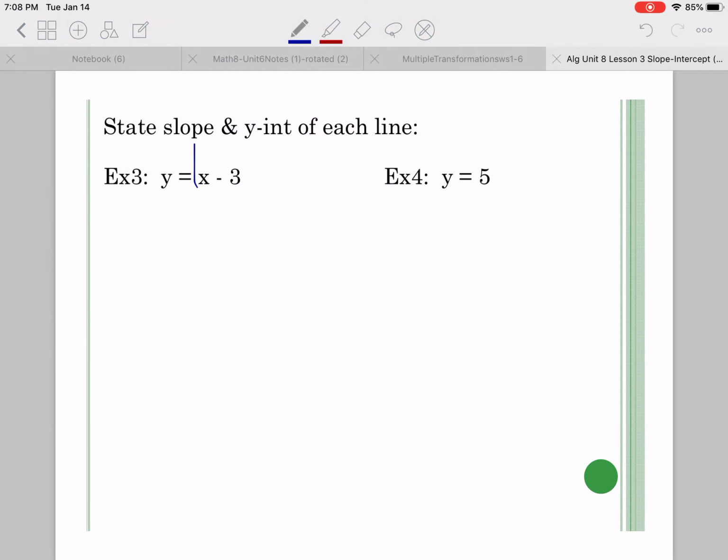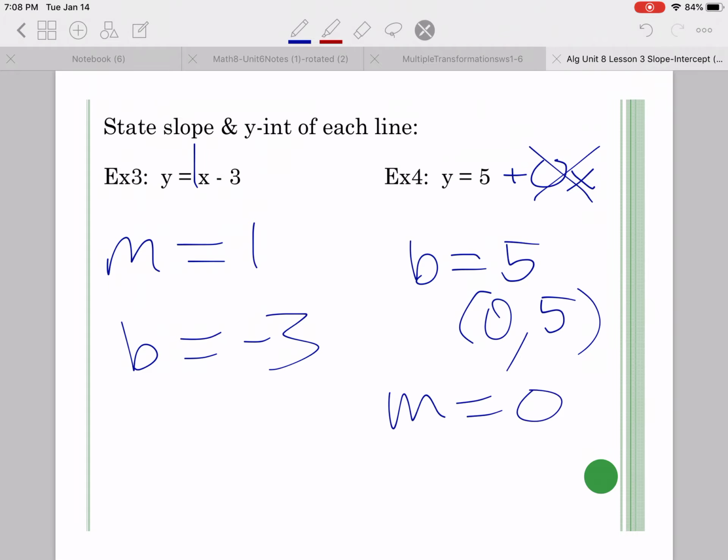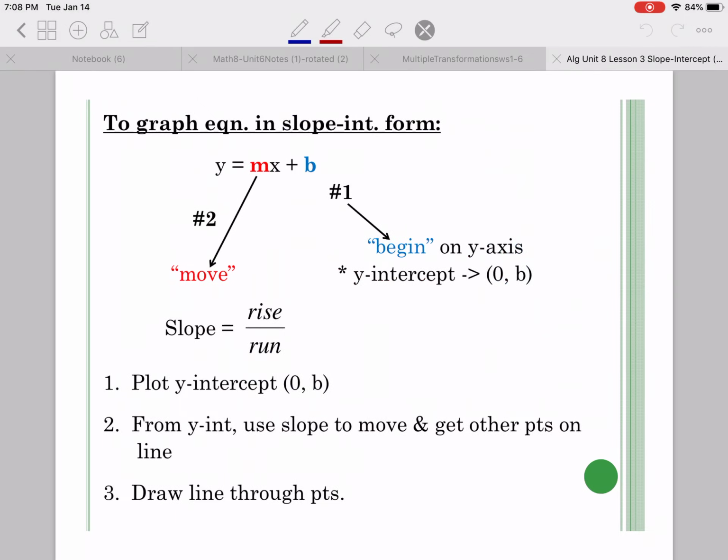We're going to have 1x. Notice the implied 1, so the slope would be 1. And then the b value here being negative 3, or 0, negative 3. And then over here we just have the 5. Notice it would have to be kind of a plus 0x, of course, that dropped out. So noticing here that the b value would be 5. That would be the y-intercept, or 0, 5. But the slope itself would have to be 0. All right, let's move on here.